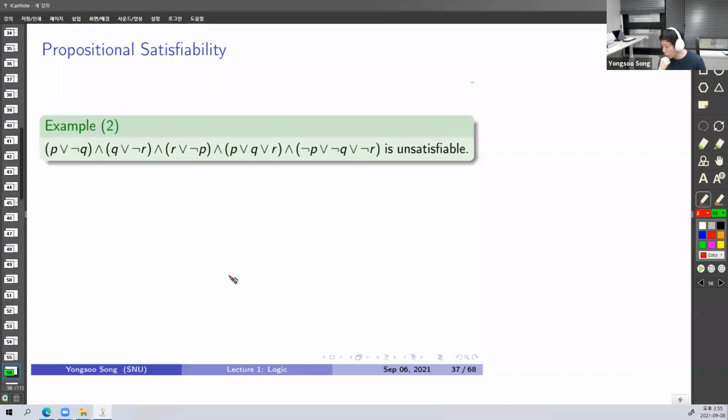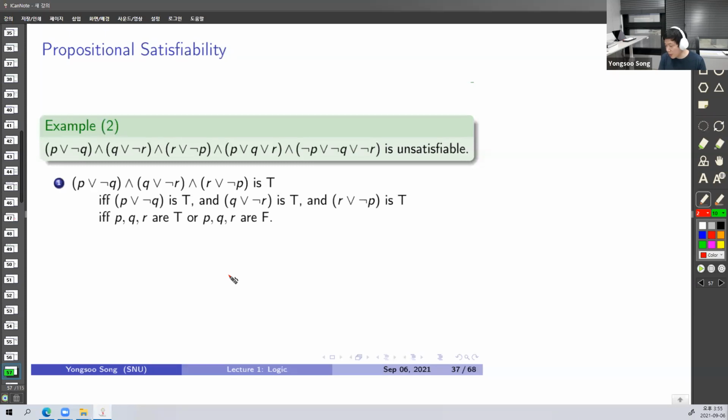And this is another example of an untestable proposition. Again, this consists of three atomic propositions, P, Q, and R. So if you'd like to show that this proposition is unsatisfiable, you can either build a truth table or you can find a smarter way. So here, let me introduce one easy way to show this proposition is unsatisfiable, or is false.